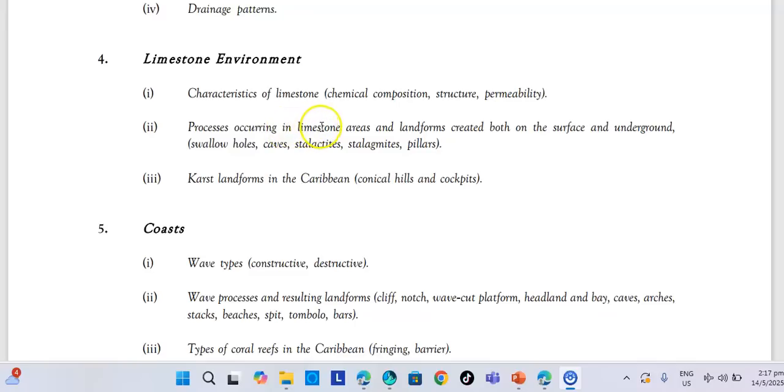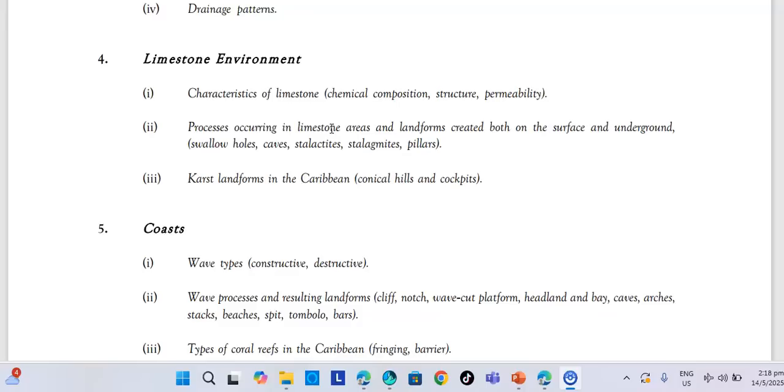Processes occurring in limestone. Now, rainfall is slightly acidic, and that means it contains carbonic acid from mixing with carbon dioxide in the air. So when this acid rain falls on limestone, it causes a chemical reaction, right? Now, what are the processes that happen in limestone areas?